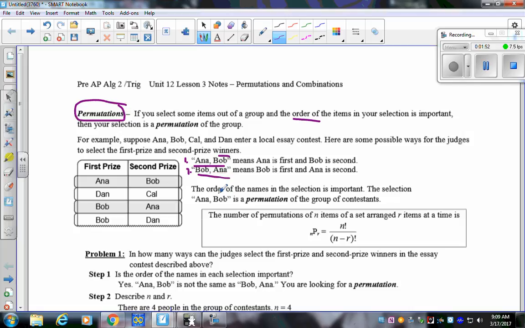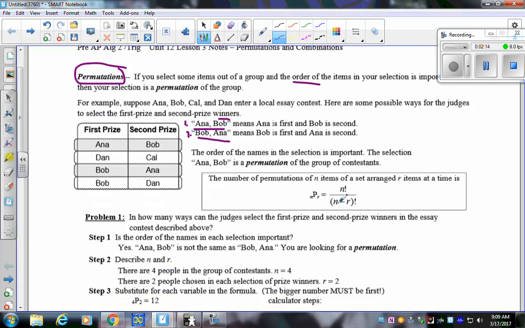Also, we'll see problems for permutations where someone's being selected for a certain position. Okay, you are running for an office, a class office. Running for president or vice president are two very different positions. Okay, you're being put into a specific position. So this example is a permutation because order matters. So we say the number of permutations of n items of a set arranged r times is this right here.